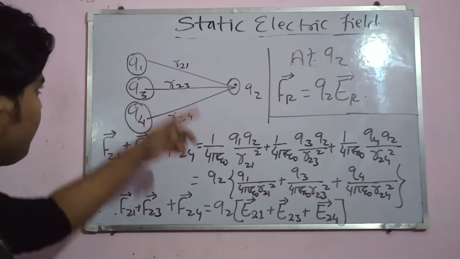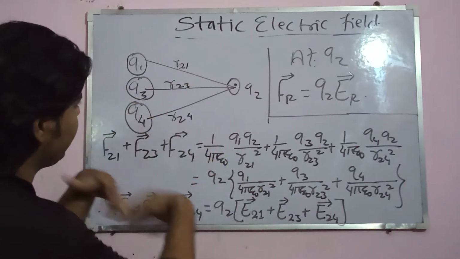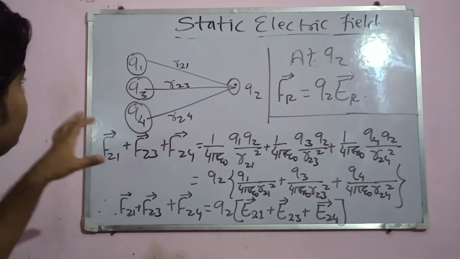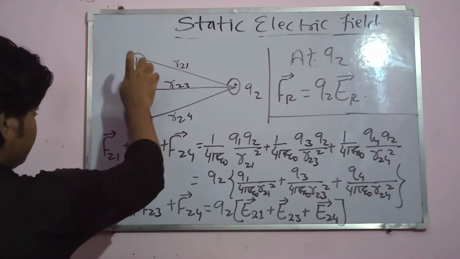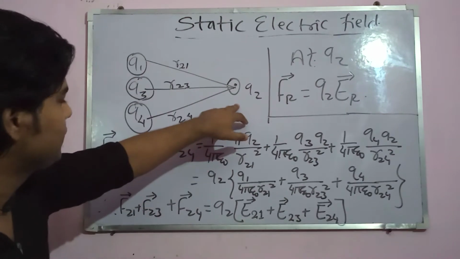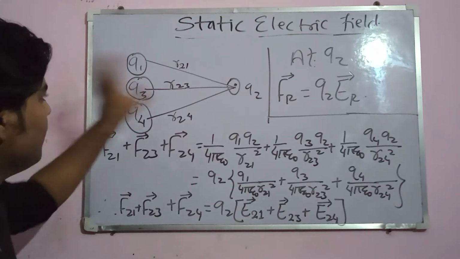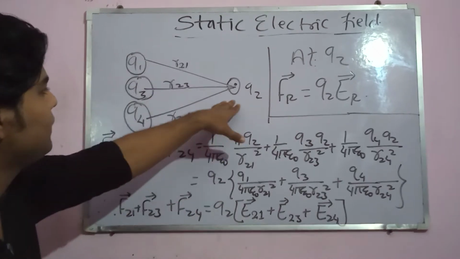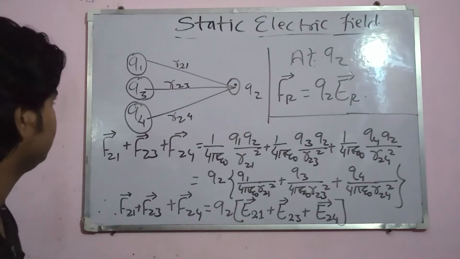I have explained the one charge to one charge system. Now I'm explaining the static electric field for a multiple charge system. There are several charges Q1, Q2, Q3 and Q4. Q2 is here, Q1 is here, Q3 is here, Q4 is here. I have to find the static electric field at Q2 due to all these charges.